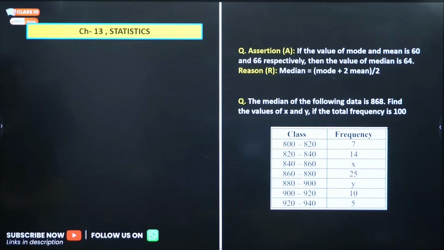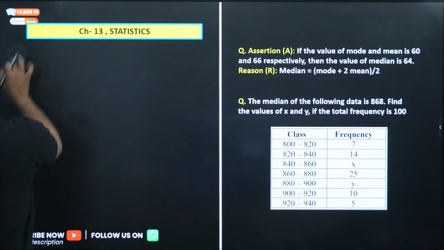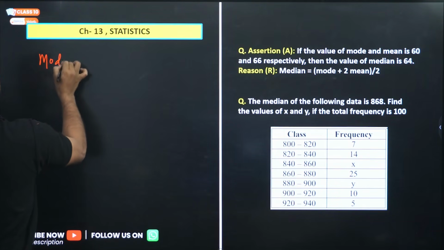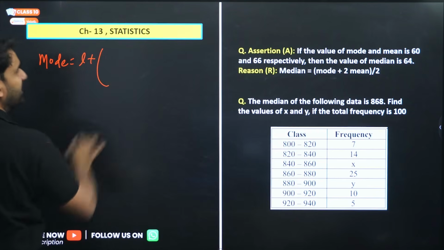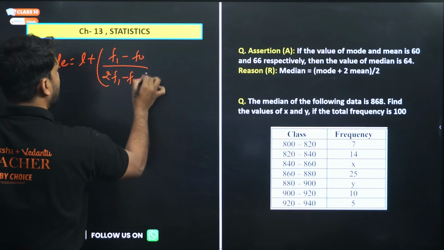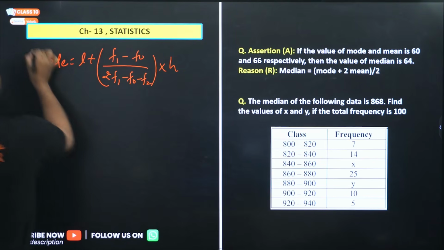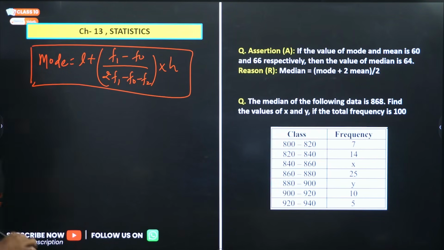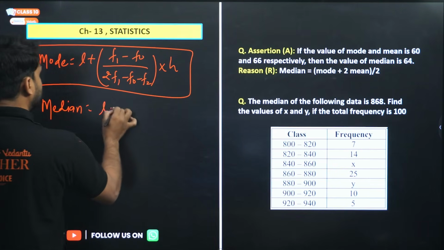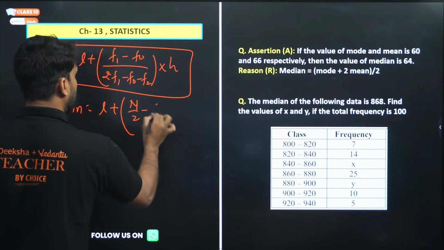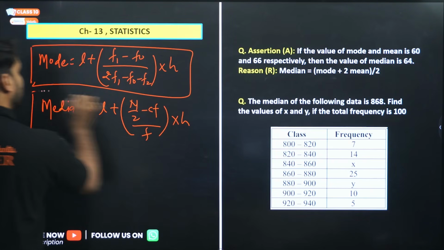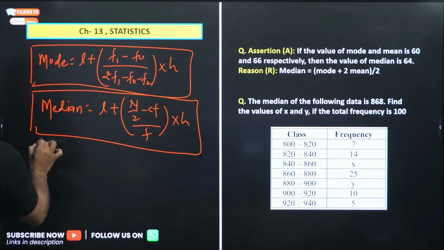Moving to the next chapter, chapter number 13, statistics. If I tell you one thing personally, my dear, in statistics, mode is very important. There is a formula: L plus (F1 minus F0) upon (2F1 minus F0 minus F2) into H. Please follow this, the formula of mode, and the formula of median: L plus (N by 2 minus CF) divided by F into H. The formula for median.